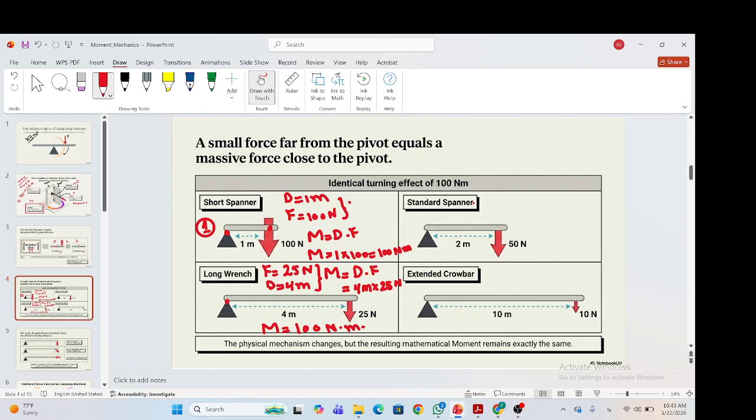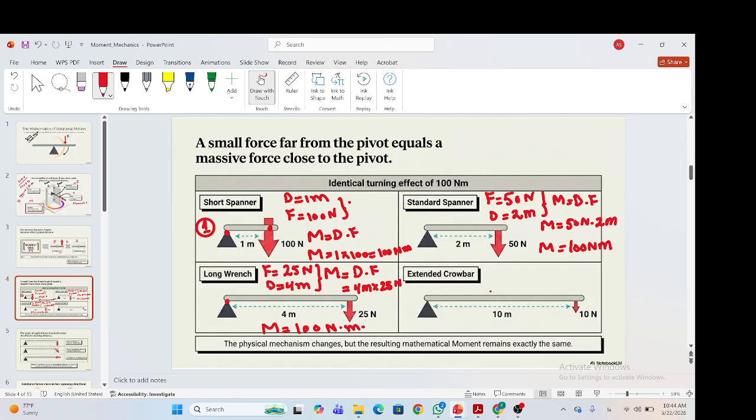Now let's come to the third question. In the third question, force F is equal to how much? 15 newtons. How much is the distance? Distance is 2 meters. Okay, so let's count. Moment is equal to distance times force. Then how much will be the moment? It will be 50 newtons times 2 meters, sorry. Then moment will be equal to 50 times 2, which is 100 newton meter.